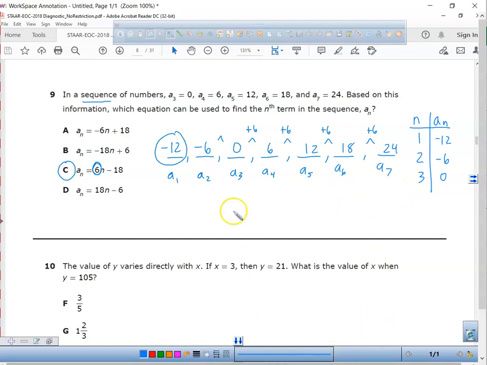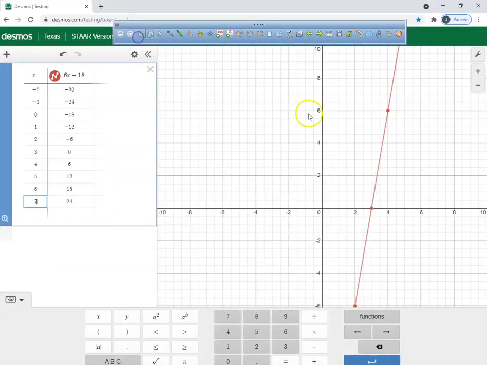What does this set of numbers remind you of? Like this pattern. What type of function? It's going up at a constant rate every single time. It's like a linear pattern. It's going up at a constant rate. All right. So that's the answer choice C.